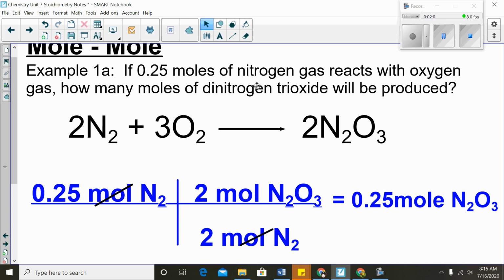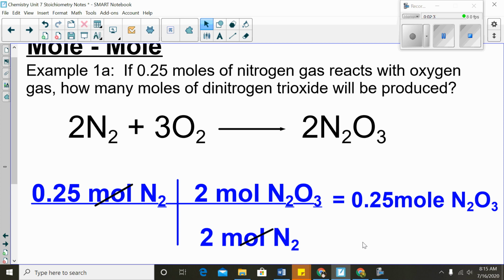That's my starting point. Now you can see here's the t-square, and I've set up what's called the mole-to-mole ratio. I've just written mole on the top and mole on the bottom. Now I'm starting with N2, so that's why N2 is on the bottom. I'm trying to cancel that, and I'm looking to figure out how much of N2O3 is being produced. So that's the substance that goes on the top. Now where did the 2's come from? The 2's are the coefficients. So if you look in front of each formula, N2 has a 2 in front, so that's why there's a 2 here, and N2O3 has a 2 in front.